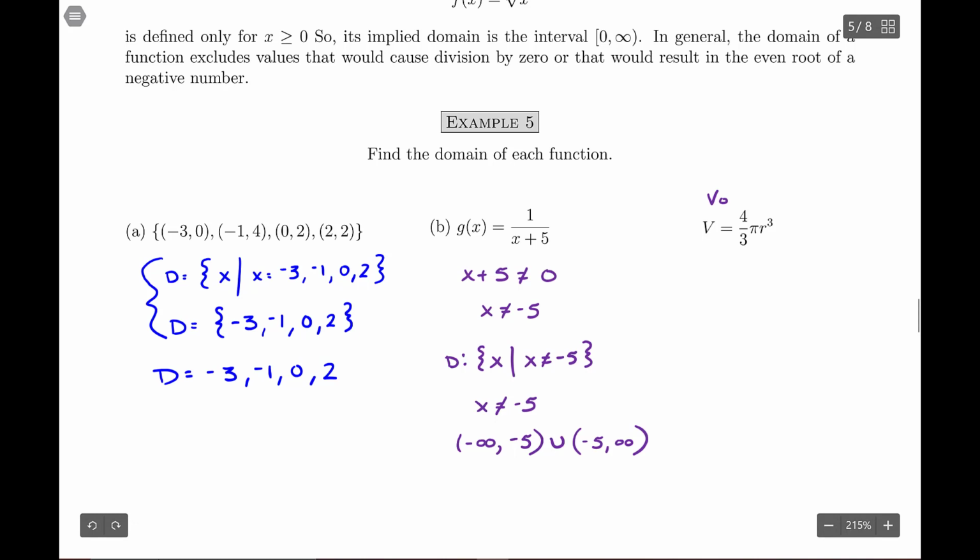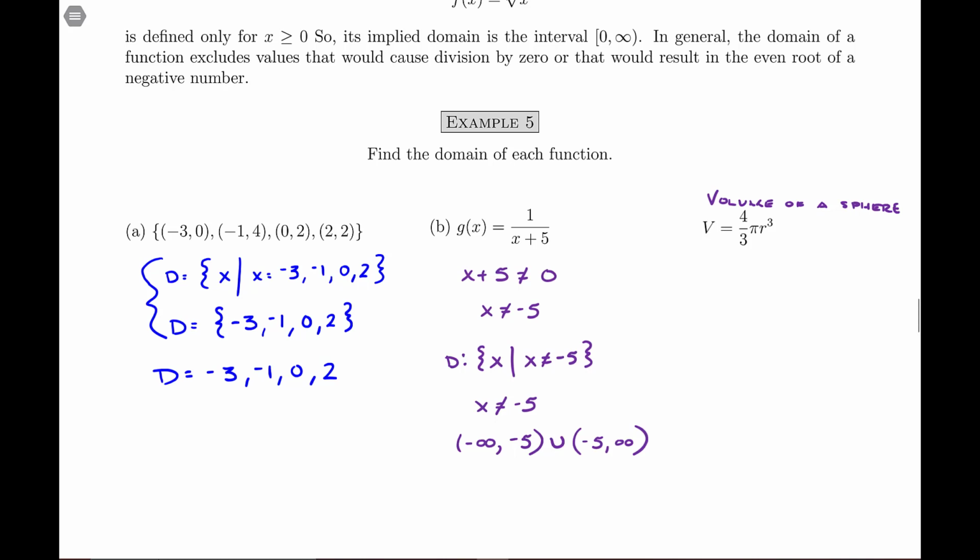And then for part C, I didn't label it part C, and I forgot to also mention that this is the volume of a sphere. So this is defining the volume of a sphere as 4/3 pi times radius cubed. On its own, that equation could have any r value that we wanted to put into it. It could have negative 1,000. It could have positive 1,000. It doesn't matter. Any number is going to work.